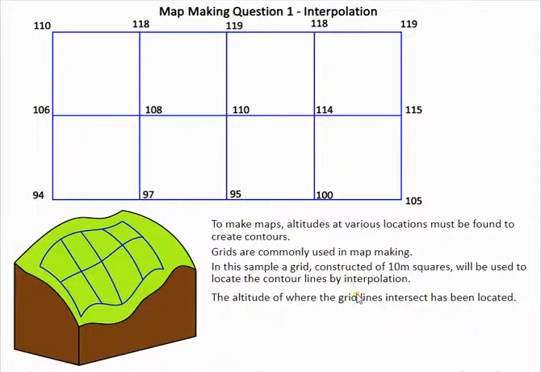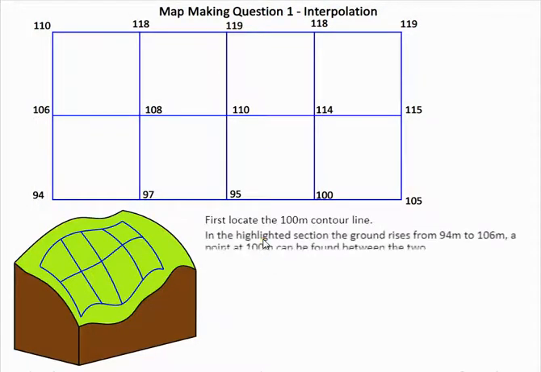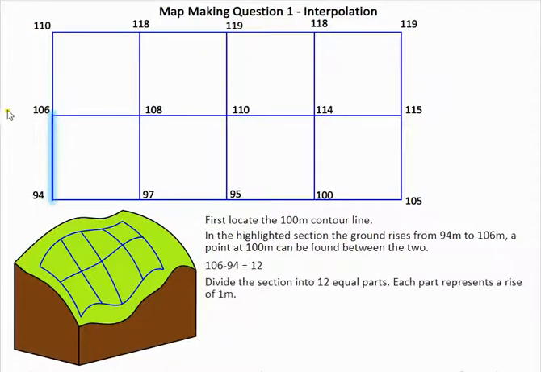Now what we want to look at is finding a contour line. So what we're going to do first of all is find, we'll say, the 100 meter contour line. So to do this, we look at 94 to 106, and what we'll notice here is we want to divide that equally. So what we notice is there's 12 meters between them. So we're going to divide this line into 12 intervals.